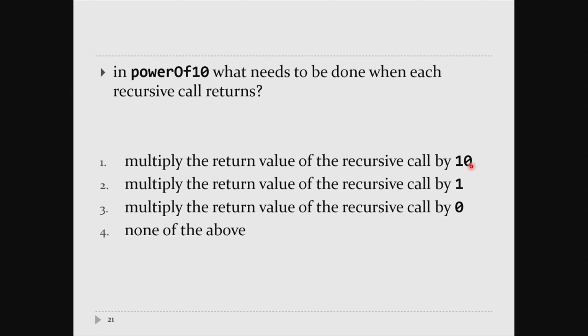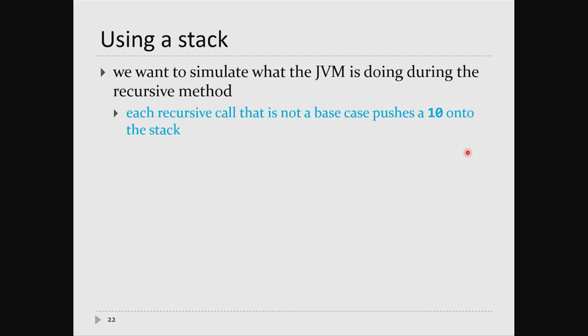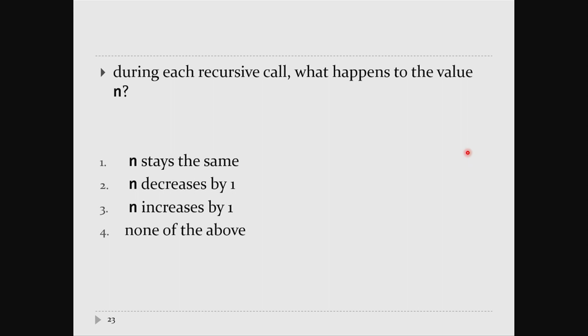So every time you return the value from a recursive call, the previous version of the method multiplies the answer by 10. So it looks like we're going to have to do something when we turn this into an iterative method to multiply by 10. So each recursive call that's not a base case pushes a 10 onto the stack, because we're going to use the stack to remember what needs to be done every time. Now, during each recursive call, what happens to the value of n? Each time we call power of 10, n goes down by 1.